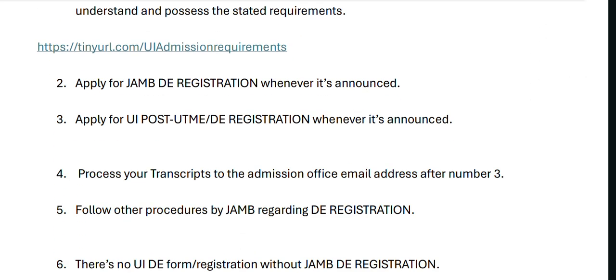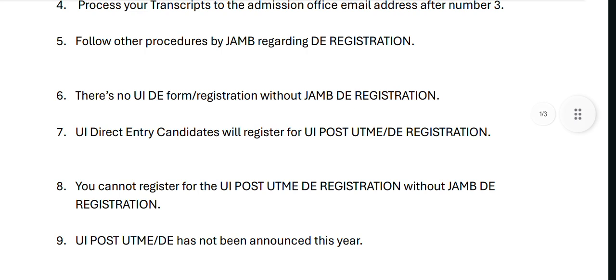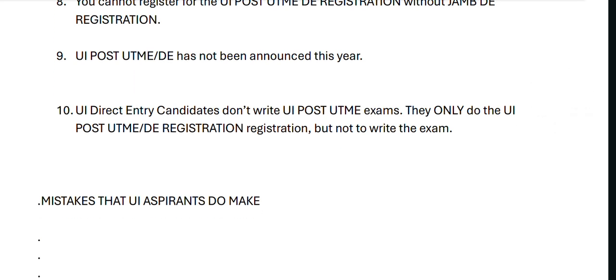Checking requirements, making sure you have them. Register for JAMB direct entry, very important. You register for UI POST-UTME direct entry registration. We are using all those terms, although not really correct, but for your understanding. You process your transcript or submit your documents to the admission office. I've explained that. You follow every other procedure by JAMB regarding the registration. They will make procedures for you and all that. Make sure you complete your JAMB direct entry registration, without which you cannot register for UI direct entry or UI POST-UTME direct entry registration. Okay, every other thing is like emphasis. I just use different words so that you understand I'm still saying the same thing.